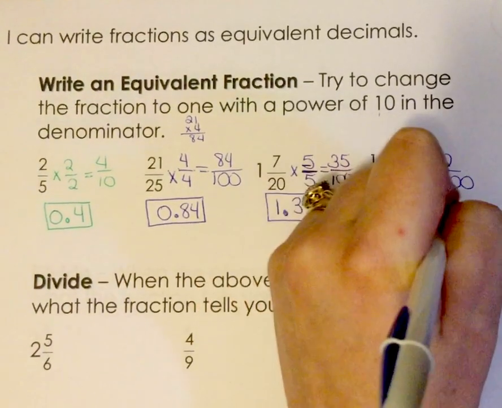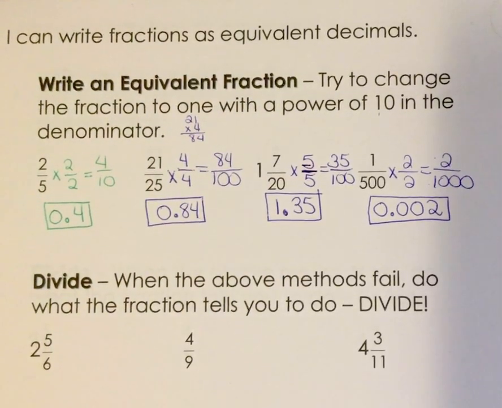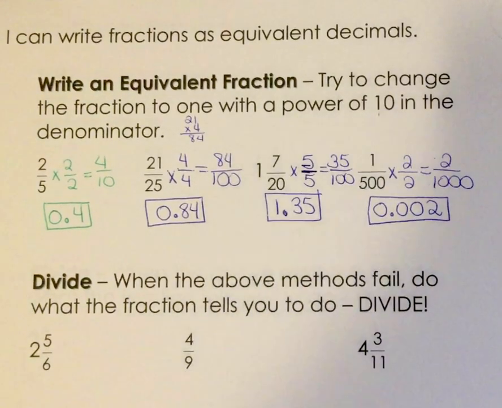2 thousandths. And that's how you write an equivalent fraction with a power of 10 in the denominator to make it a decimal. All right, guys, we're going to go ahead and continue on in a few moments with a lesson on the other way to do it, which is to divide.